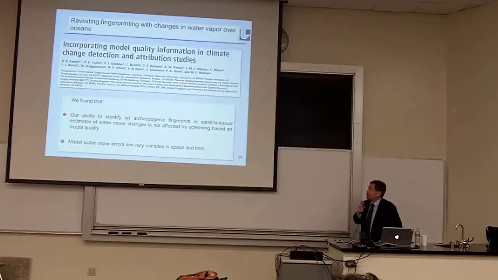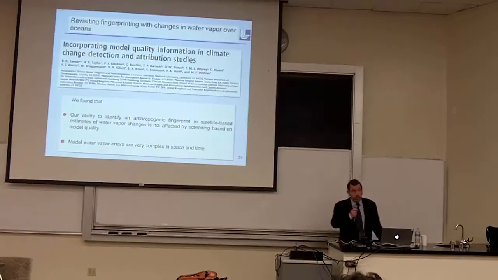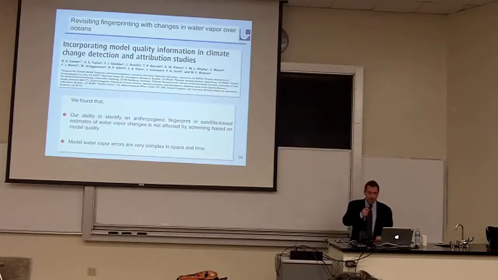And a couple of years later, we published a paper that tried to fold model quality into fingerprinting and tried to do this selection of the top 10 climate models. And we did that selection process in 70 different ways, using a whole bunch of different measures of model performance. And it didn't make much difference to our original results. And now I'm going to try and explain to you why that was.